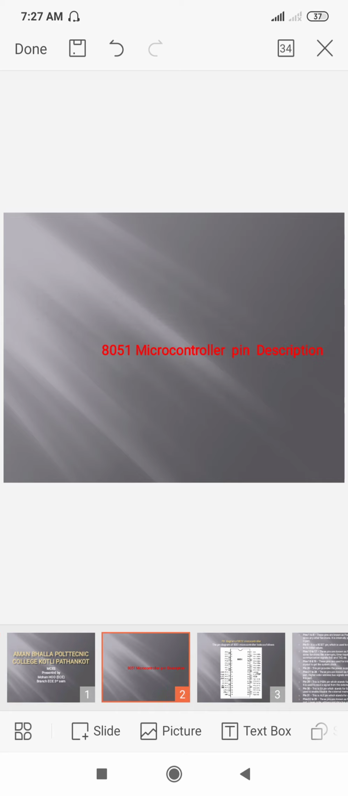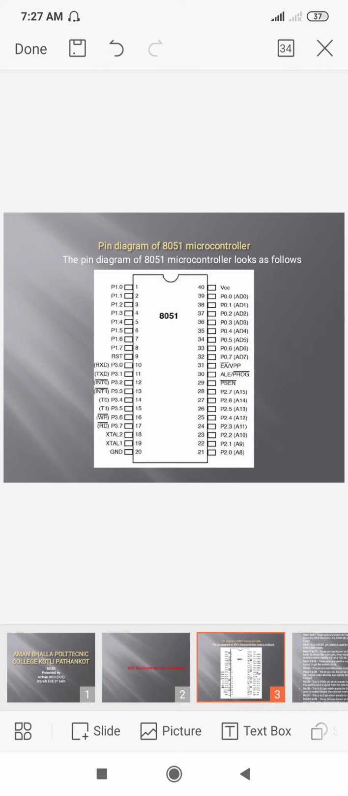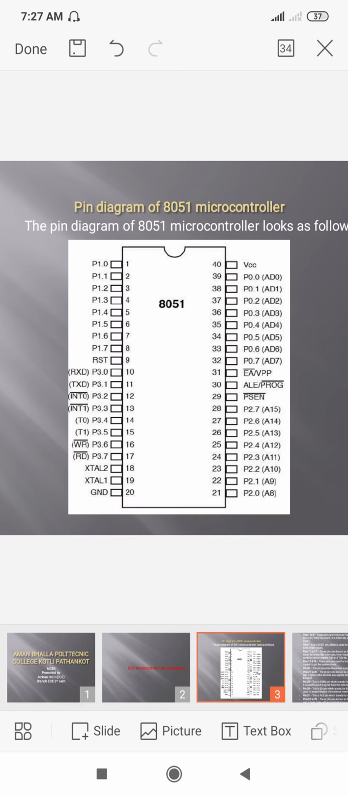Today's topic is microcontrollers: pin descriptions of the 8051 microcontroller. It is a 40-pin IC. These are the pins in the pin diagram. Pin 40 is VCC, the supply voltage, and pin number 20 is ground.